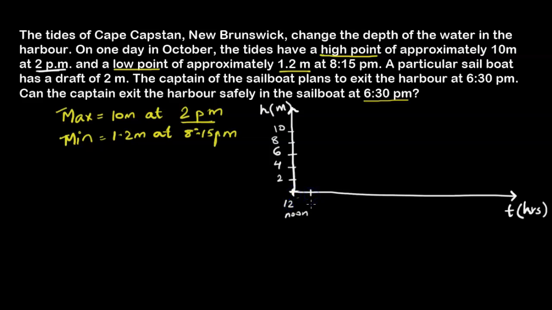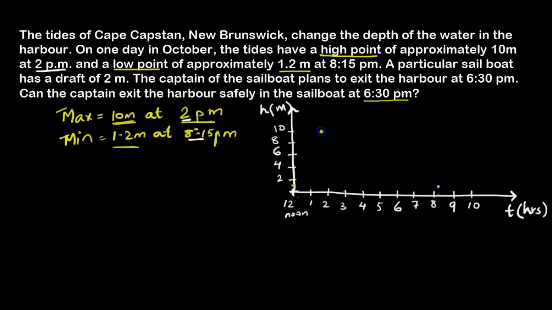Then we have 1 p.m., 2 p.m., 3 p.m., 4 p.m., 5 p.m., 6 p.m., 7 p.m., 8 p.m., 9 p.m., 10 p.m., and so on. We don't need any points after that because we need to represent 2 p.m. and 8:15 p.m. on this grid. Now the max point is 10 meters at 2 p.m. So 10 meters at 2 p.m. is going to be here. The min point is 1.2 meters at 8:15 p.m. This is 8:30 p.m., so 8:15 would be here, and this point at 1.2 would be somewhere here.